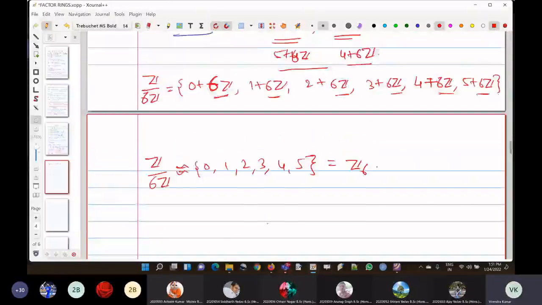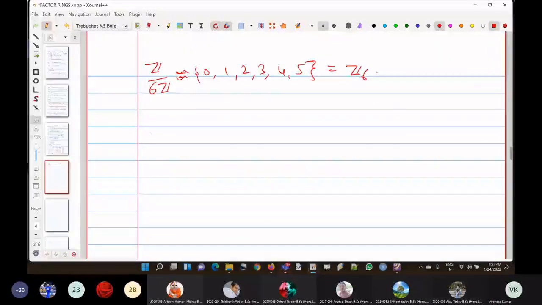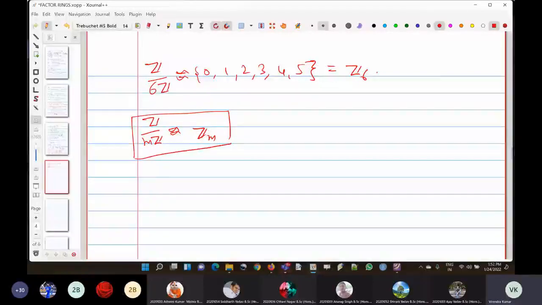Are you getting what I'm trying to say? In general, if you take Z and mZ, then this will be isomorphic to, or equivalent to, Zm. We have already seen these.